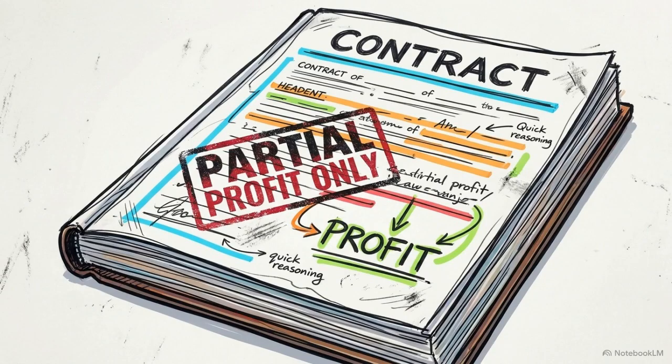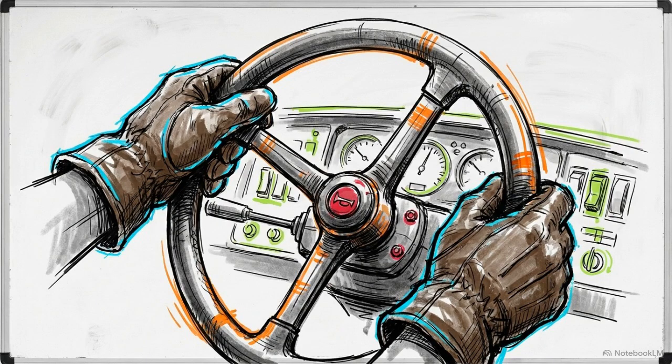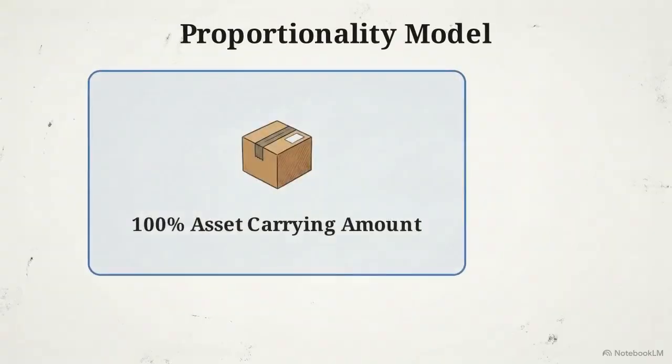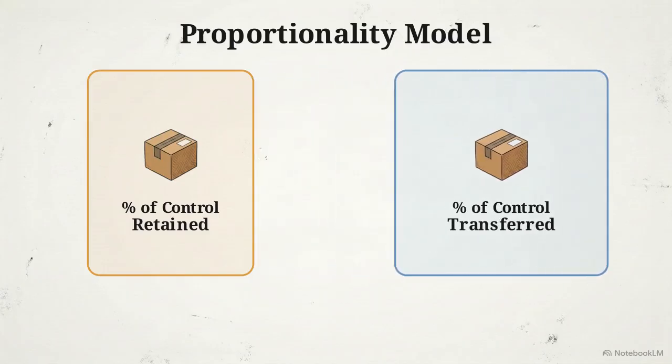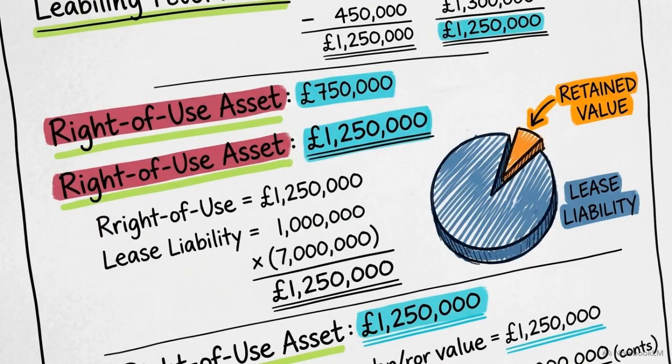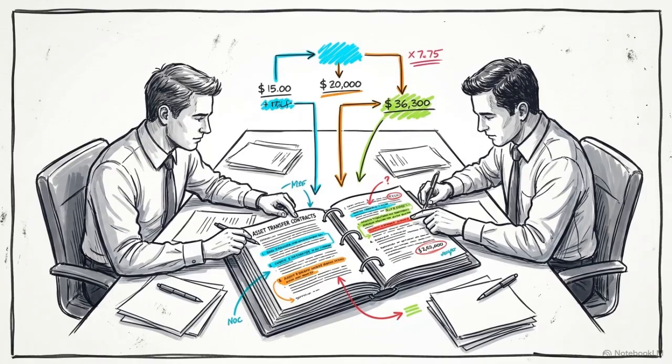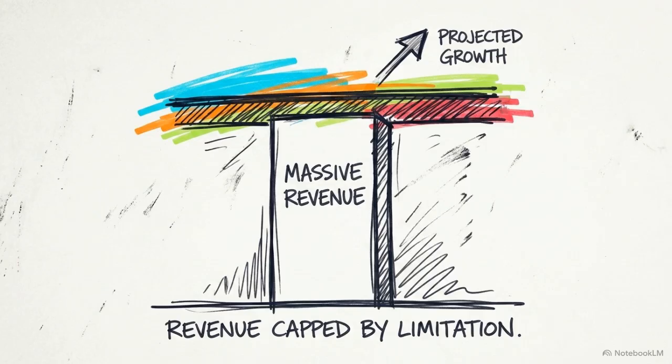An entity cannot immediately recognize the entirety of the profit on a sale if they retain partial operational control of the underlying asset. To resolve this, we use the proportionality model. We must mathematically fracture the transaction into 2 distinct conceptual pieces: the percentage of control transferred away and the percentage of control retained. Because of this fracture, the newly recognized right-of-use asset does not equal the standard cost formula we used earlier. It equals only the specific fraction of the asset's original carrying amount that the seller kept hold of. The sale and leaseback rules function as an anti-manipulation protocol. They prevent companies from booking massive revenue spikes while maintaining continuous, uninterrupted use of their critical assets.